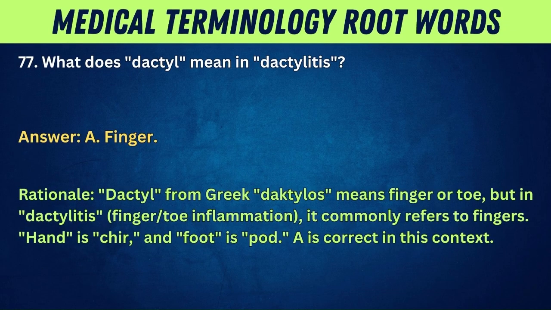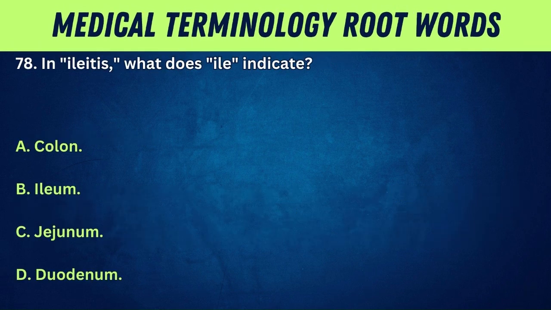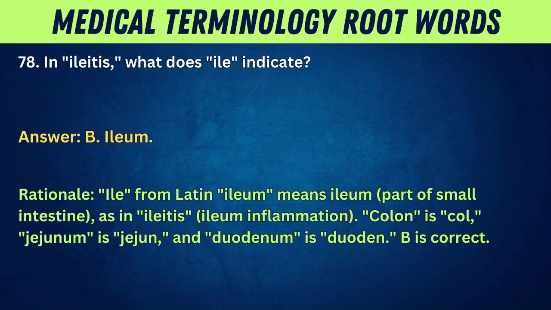Finger. Rationale: dactyl from Greek dactylos means finger or toe, but in dactylitis, finger/toe inflammation, it commonly refers to fingers. Hand is chir, and foot is pod. A is correct in this context. 78. In ileitis, what does ile indicate? A. Colon. B. Ileum. C. Jejunum. D. Duodenum. Answer: B.